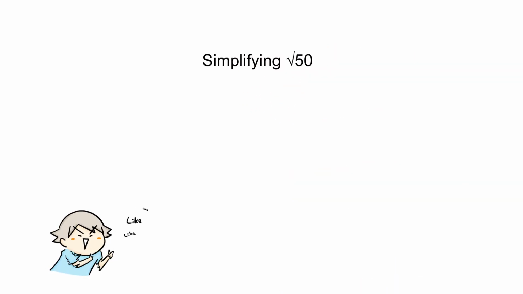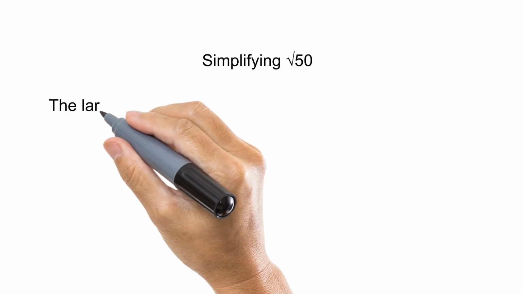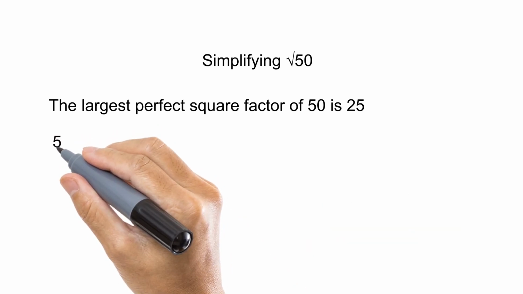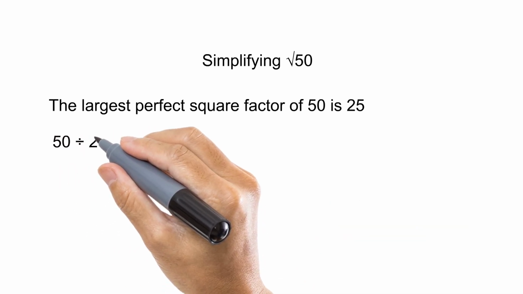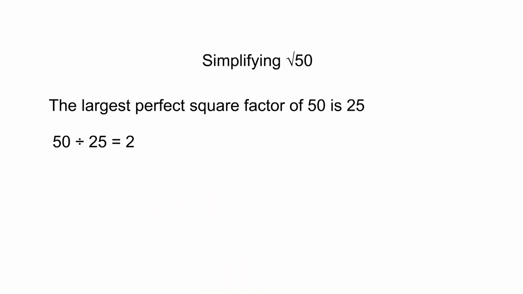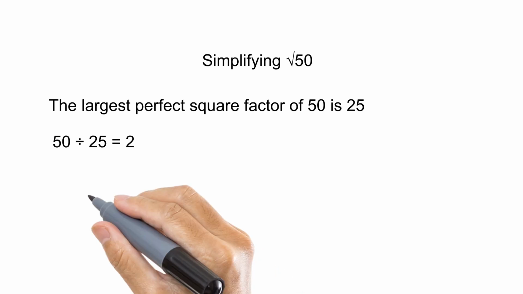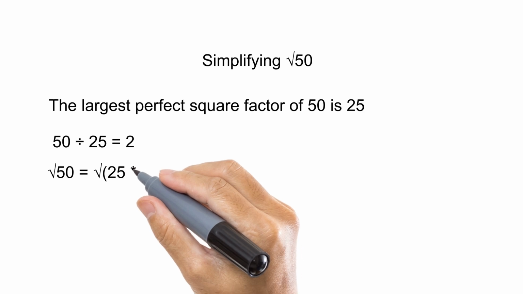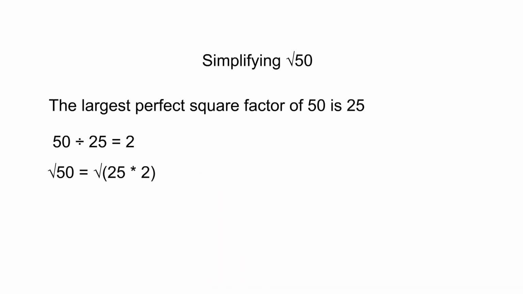Example 1, simplifying the square root of 50. Step number 1, find the largest perfect square that divides 50. The largest perfect square factor of 50 is 25. Step number 2, divide 50 by 25. 50 divided by 25 equals 2. Step number 3, now we have the square root of 50 equals the square root of 25 multiplied by the square root of 2.